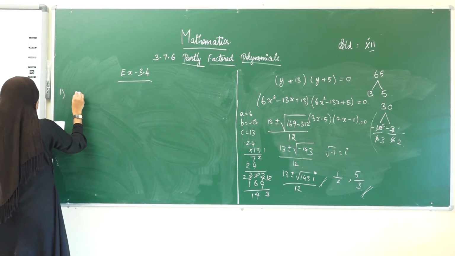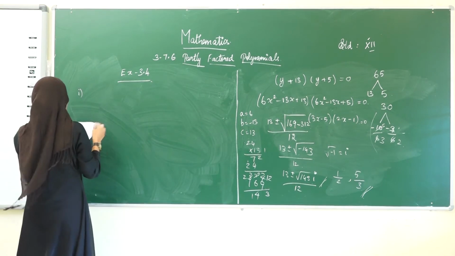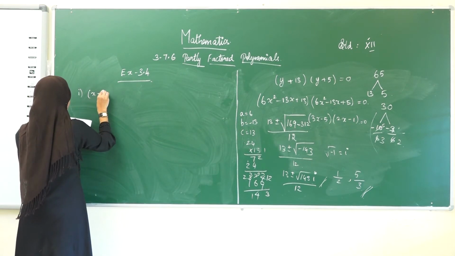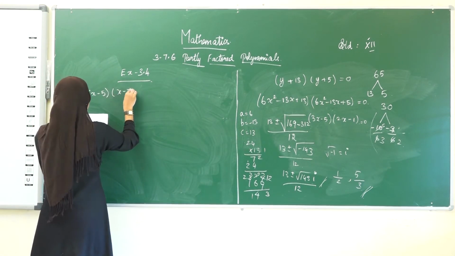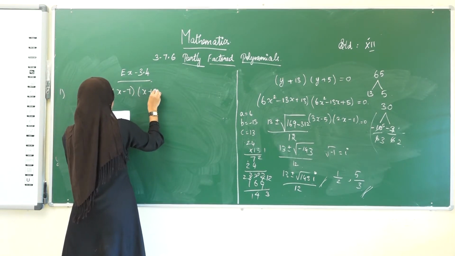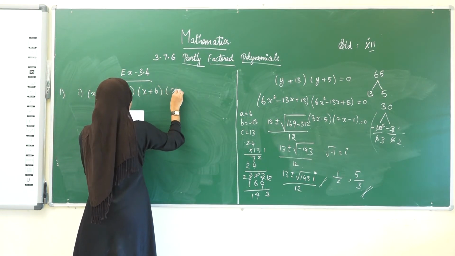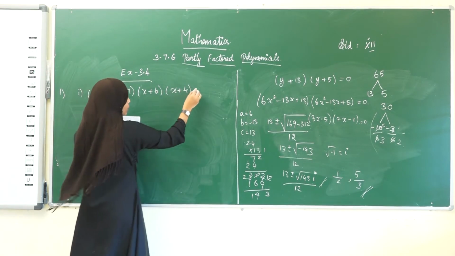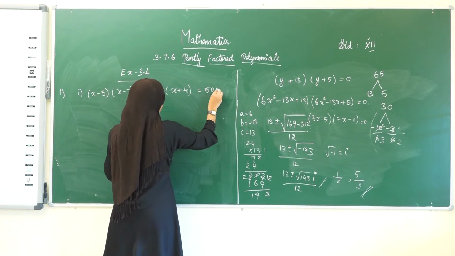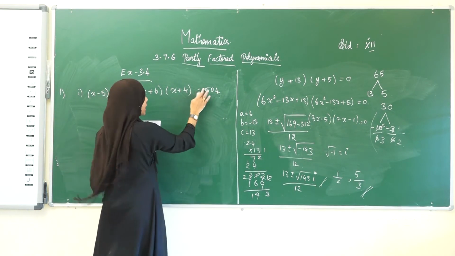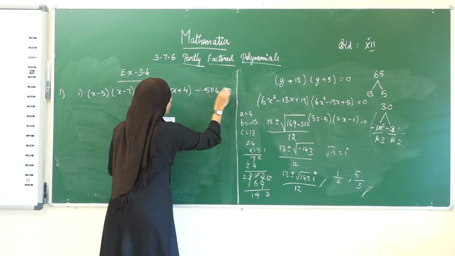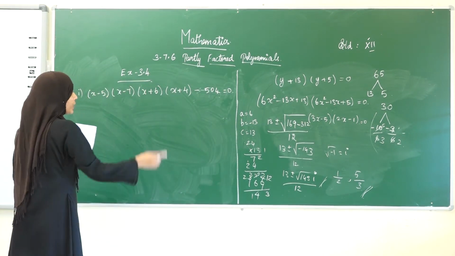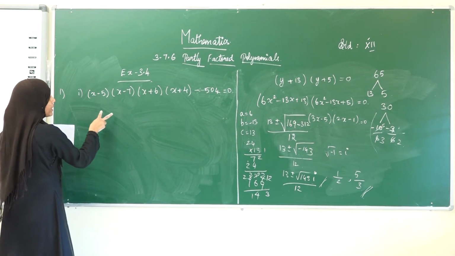First one, solve. In the first subdivision what they have given is (x minus 5)(x minus 7)(x plus 6)(x plus 4) equal to 504. Now we are going to take this 504 to this side, that is minus 504 equal to 0. So first, as we have said, we are going to find the pairs.